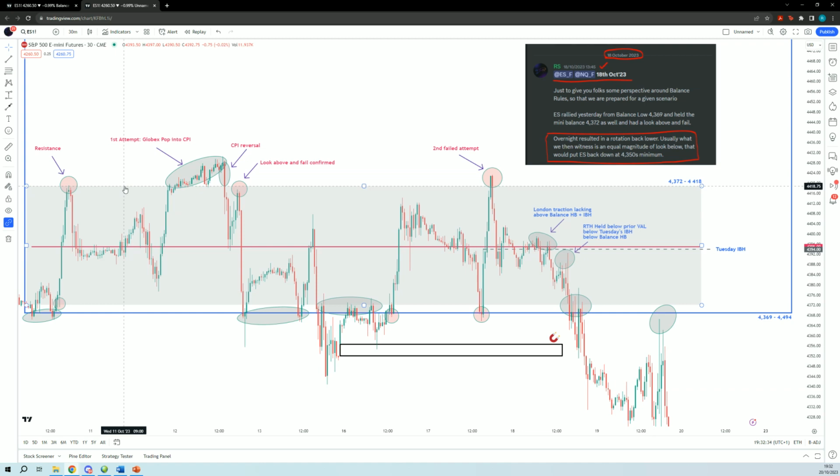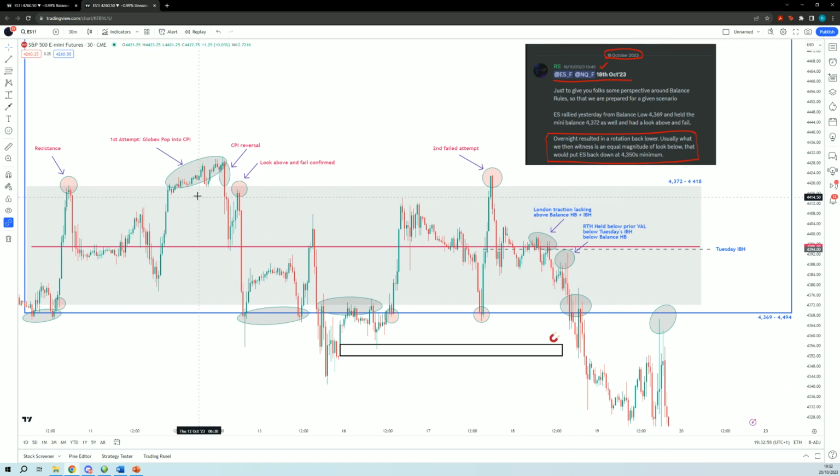of what the balance rules are, let's walk you through the session of 18th October. I'll keep it simple with three reasons that enabled us to pull the trigger right at the RTH open. ES had the second failed attempt to break above the balance, 43.72 to 44.80.